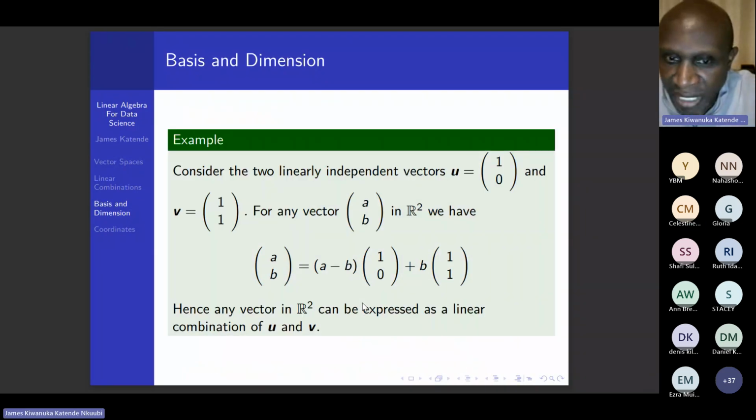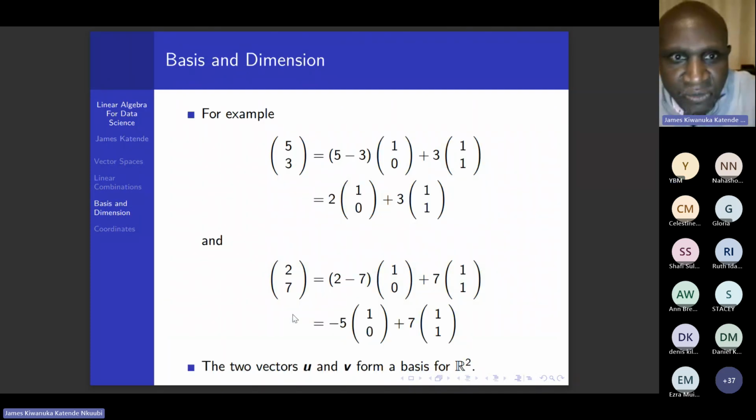So applying this formula to a given vector, for instance, if we pick a vector like 5, 3, so your a is 5, your b is 3. If you apply the formula to 5, 3, you can see that it's possible to write 5, 3 as a linear combination of 1, 0 and 1, 1. So that is 2 times 1, 0 and 3 times 1, 1. We simply apply the formula. You can now double check if this actually works. Expand this and compare with the initial vector. You should see that they're equal.